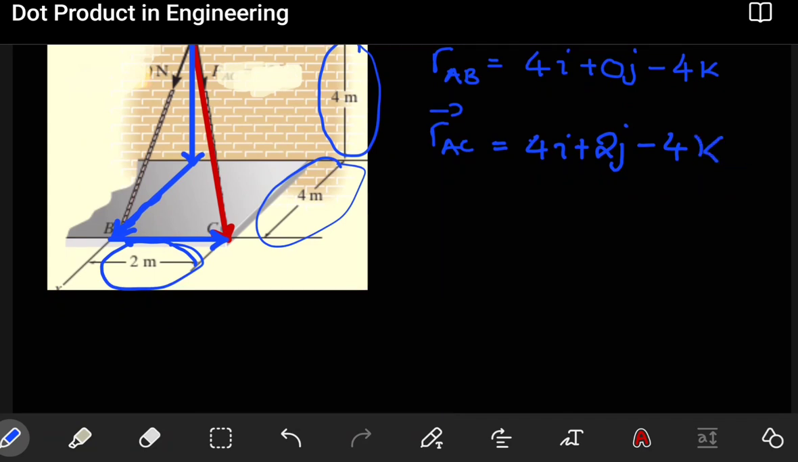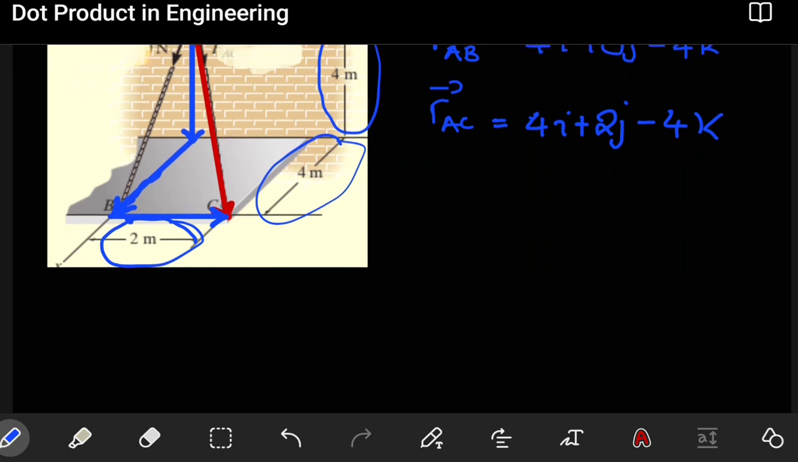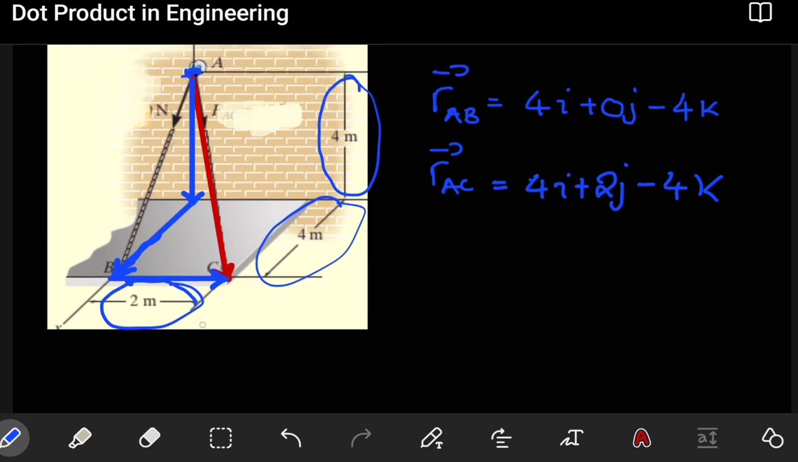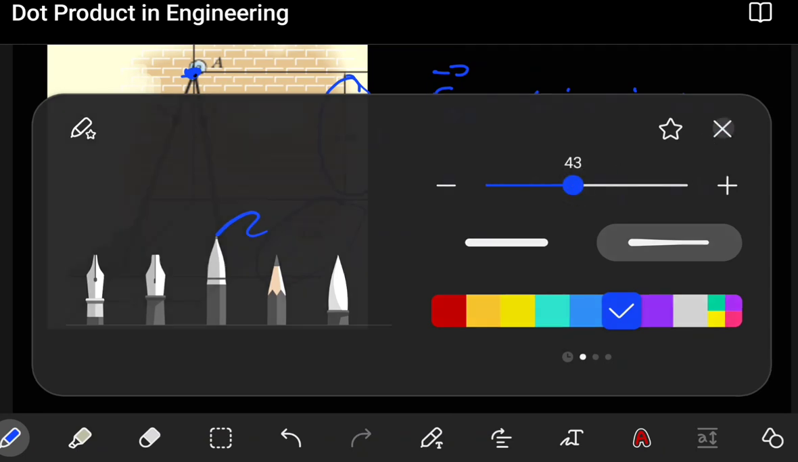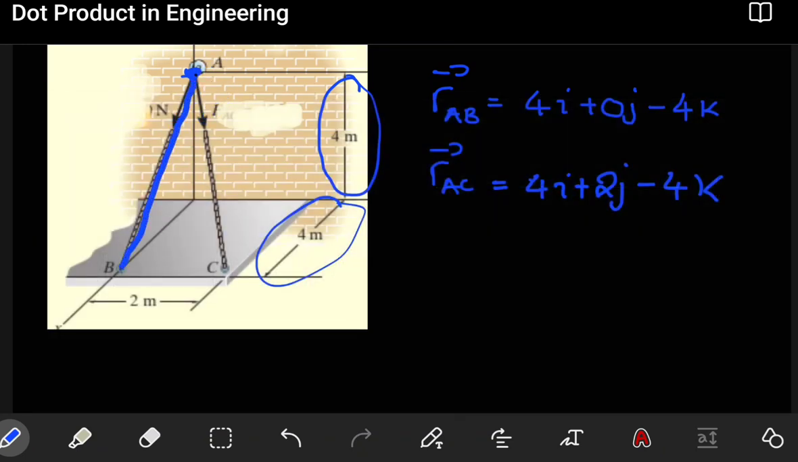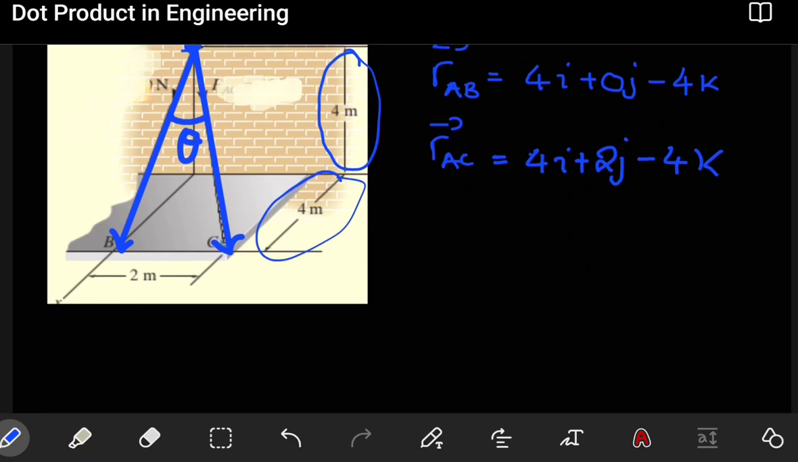So now we have our two vectors. How do we take advantage of the dot product to get the angle between our two vectors? Again, let's highlight them. These are the vectors. This vector is RAB, and this vector is RAC. We want the angle between them, which is this angle here. Let's label it as theta.